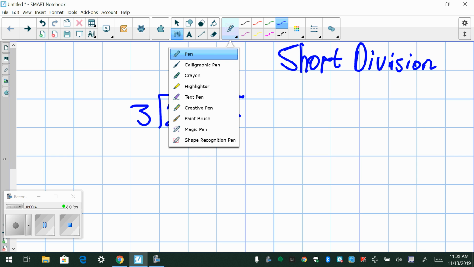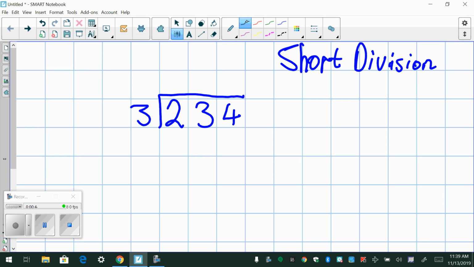So let's go ahead and get stuck into doing this example. Right, so we start off with 3. We check, is 3 divisible into 2? Can you divide 3 into 2? No, you can't. So now I'm going to look at the 23. I'm going to bring the next number in. Can you divide 3 into 23? So yes, you can. You can count up in 3s to 23 7 times.